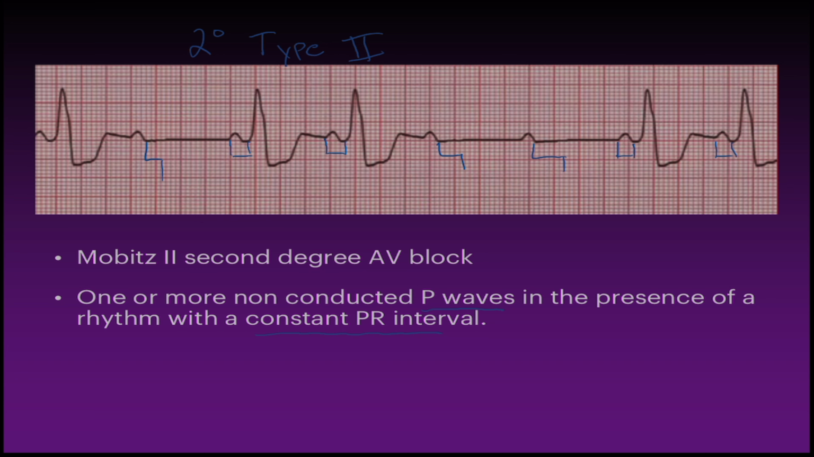that's failing to conduct. I should note before moving on that in a second degree type 2, you can still have, and you often do still see, a narrow QRS complex. It's just most often you see a wide QRS complex with this type of block.